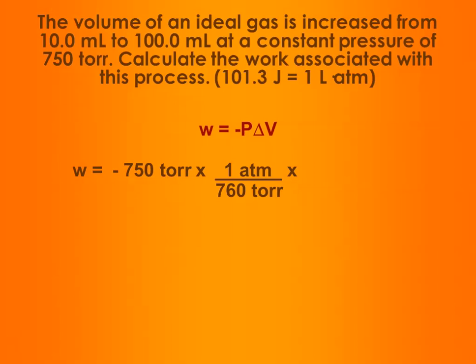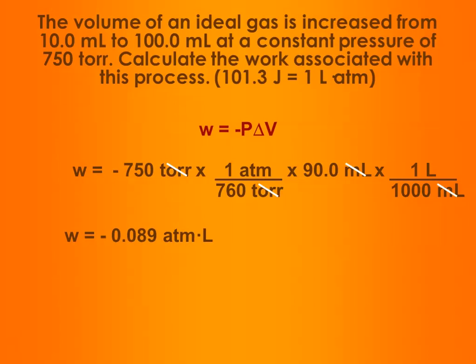Now we need to get our volume in terms of liters. So we're going to take the difference between our two volumes. We started at 10, we went to 100, so the difference would be 90, but we need to convert that to liters by dividing it by 1,000. So that cancels out your torr and your milliliters. And now you have your pressure, which is almost 1 atmosphere, times the volume change in liters, 0.09.